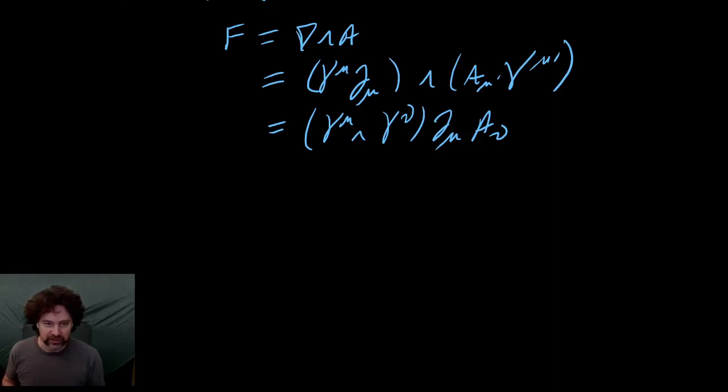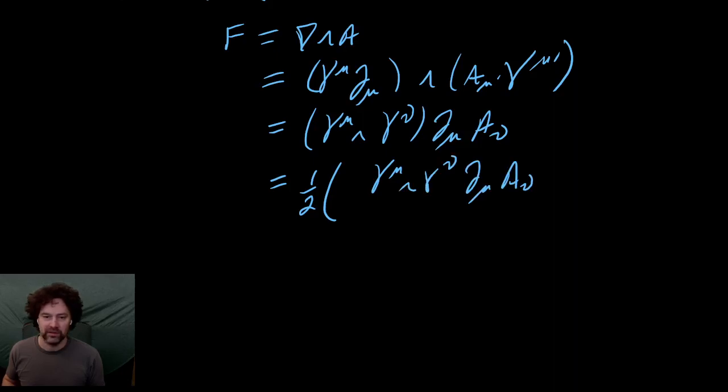We can go a little bit better. And in tensor algebra, we're almost at tensor algebra here, one of the standard tricks is to represent something as half of twice something. So we're going to do that. So this is half of gamma mu wedge gamma nu d mu A nu, and we're going to add that to itself. And when we add that to itself, we're going to just swap indices. They're dummy indices, we can do that.